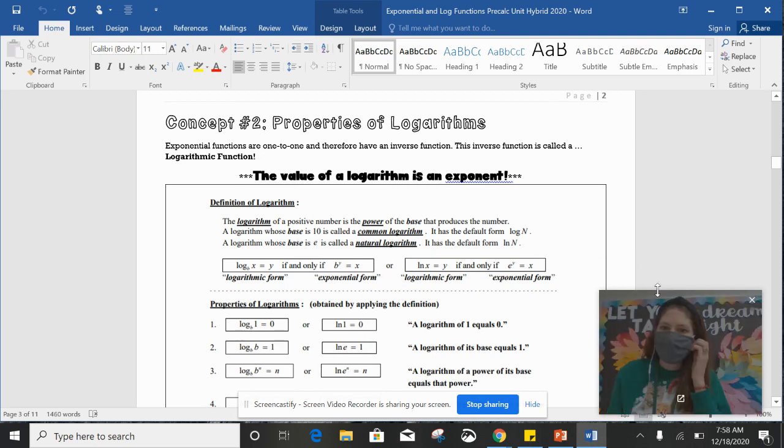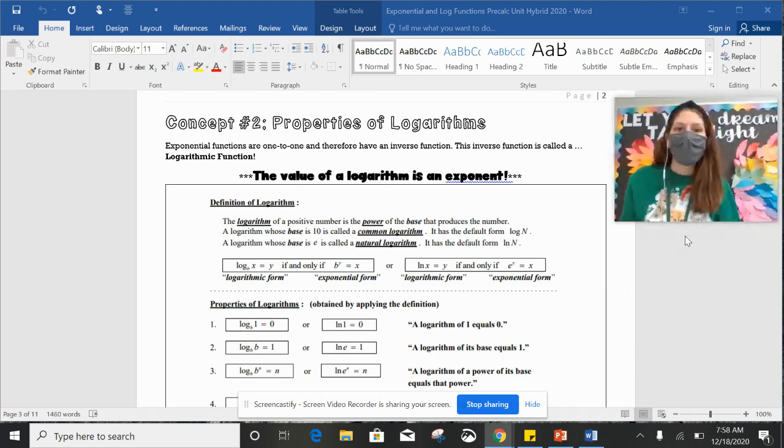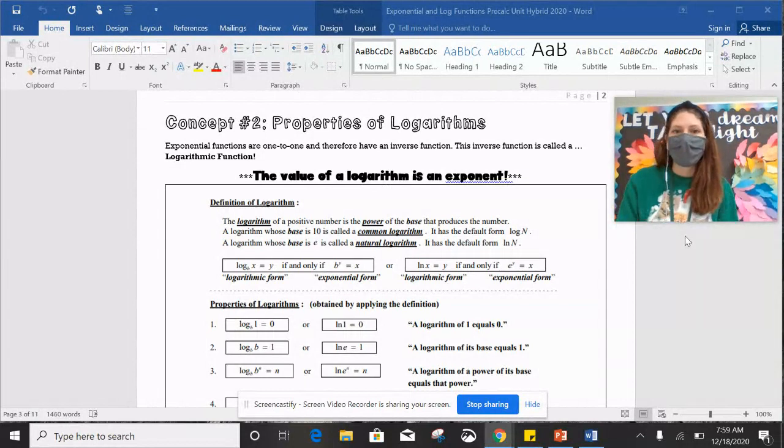All right, so concept 2 is the properties of logarithms. So this whole unit is about exponential functions and logarithmic functions, and they're inverses of one another. So the whole reason why you would use logarithms in the present day is if you're trying to solve for a variable that's in the exponent.